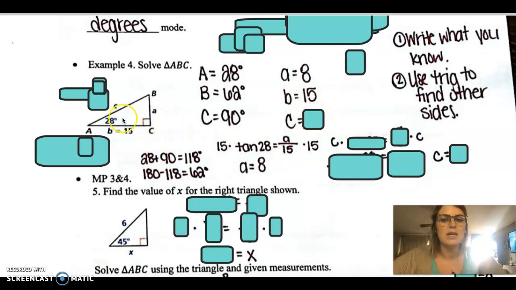Now we've got to find c. So using the same triangle from 28, we have 15 and c. 15 is adjacent, and c is the hypotenuse.